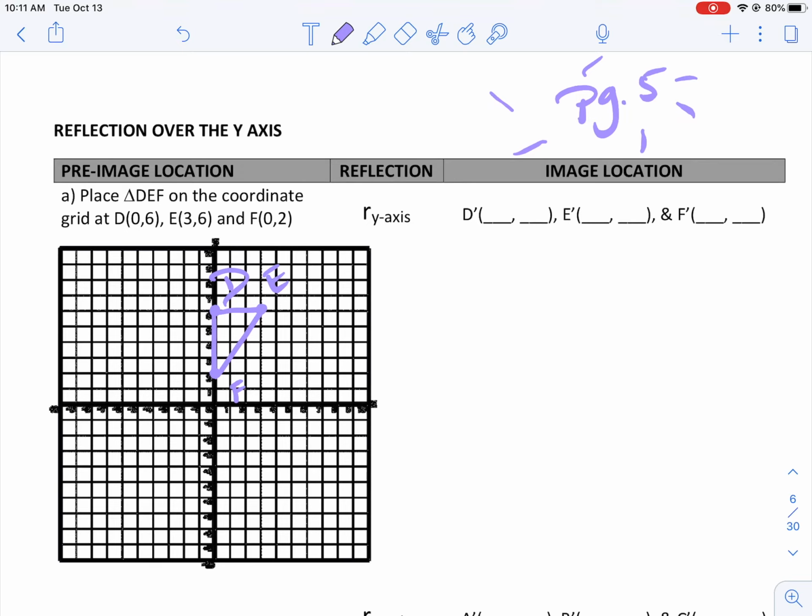We're on page 5 in our new Rigid Motions number 2 packet. So we're just going to start off by looking at some triangles in the coordinate plane, and I've already gone ahead and plotted D, E, and F for us. And note I'm labeling these as we go. And I want to talk about this notation today. We're asked to reflect about the y-axis. So how are we going to do that?